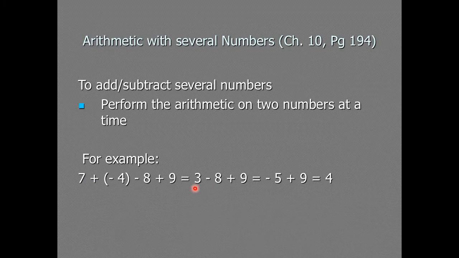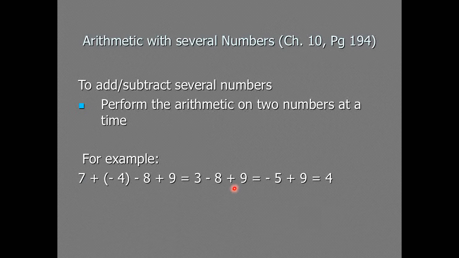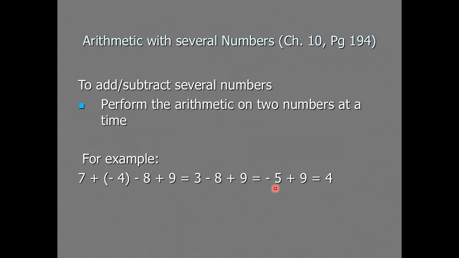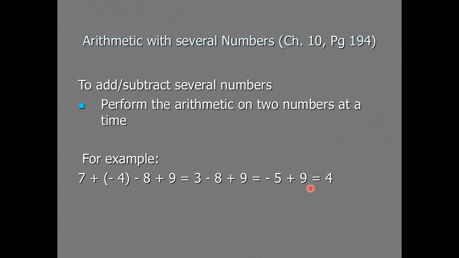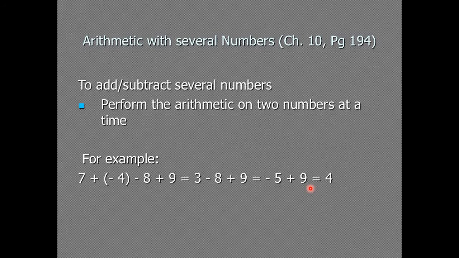And now we take care of 3 and negative 8. That makes it negative 5, right? Then again we take care of negative 5 plus 9. So we just take 2 numbers at a time and then move on. Then take the next two numbers, and we'll be done. So even if you have a long sequence of numbers, you just take 2 numbers at a time, do the operation and keep moving on.